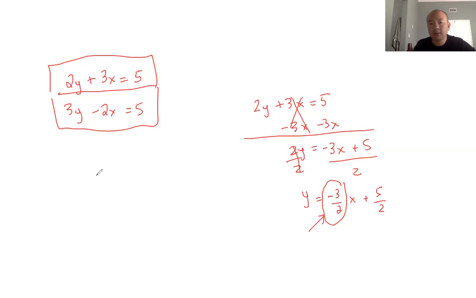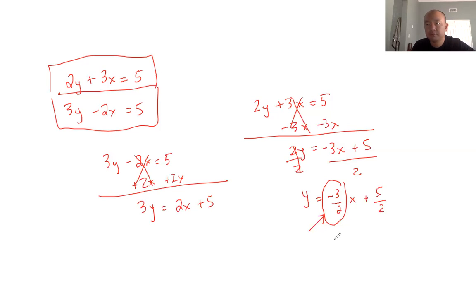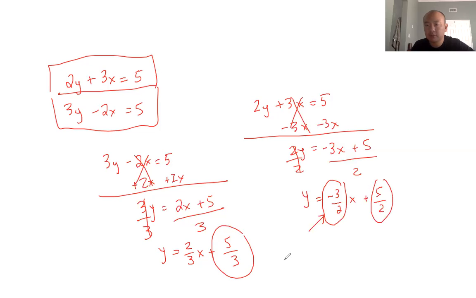Okay, now let's go with the second one. We have 3y minus 2x is equal to 5. And what we want to do again is get the y by itself. So we add the 2x to both sides. And so 3y is equal to 2x plus 5. Then I'm going to divide by 3 on both sides. And so y is equal to 2 over 3 x plus 5 over 3. Okay, notice that the y-intercepts are different, right? So we already know that they're not going to be the same equation.